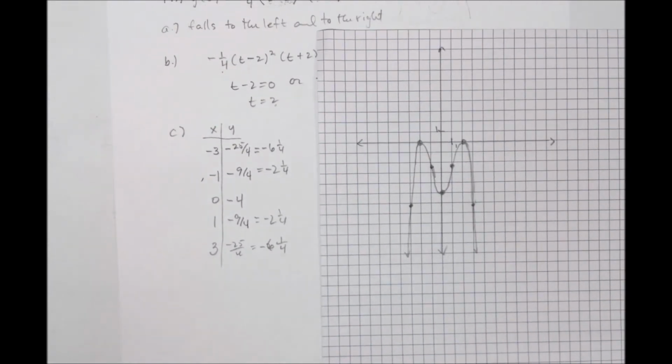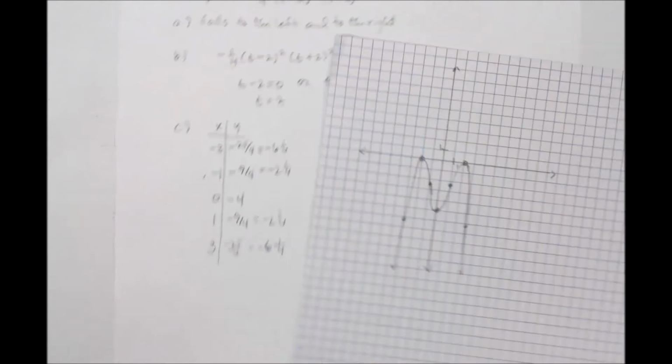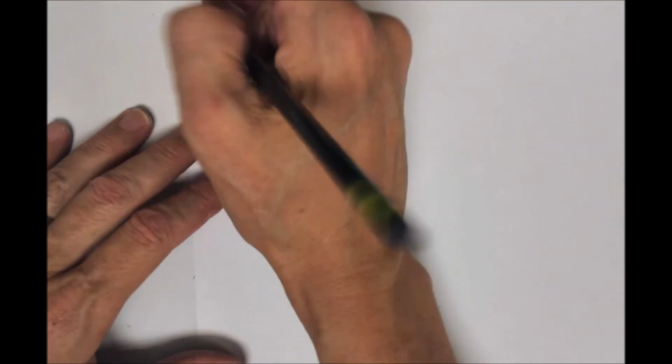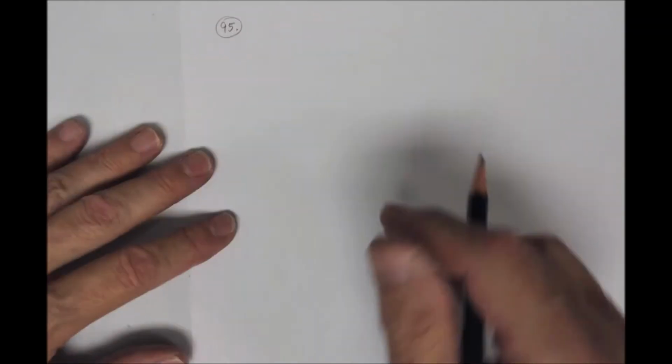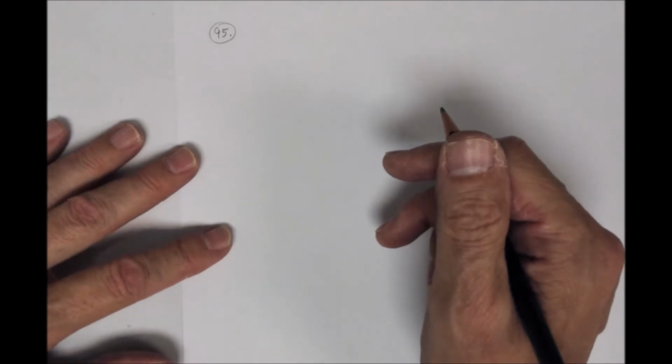All right, one more to go. And this last one, it's got a little bit of stuff to it. I kind of read through it just to see what was going on. Let me get another piece of paper here. This is 95. It's a story problem. Now, this is much easier done with calculus. You just don't know the calculus yet. Fortunately, they do give us some information. They give us the width and the height.